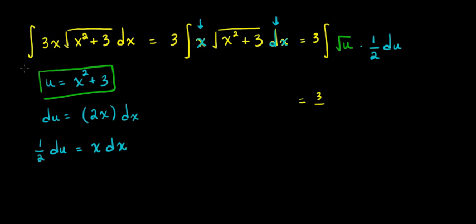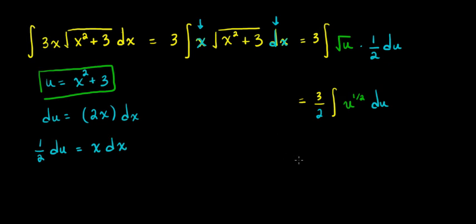So I'll have 3 over 2, because 3 times 1 is 3, and the 2 will stay in the denominator. And then I'll have the integral of the square root of u, but remember I can rewrite this as u to the 1/2, and then we have du here. So we've already done our substitutions. This integral is a lot easier to integrate and a lot nicer to look at, by the way, than this messy thing right here. Let's go ahead and finish off this problem.